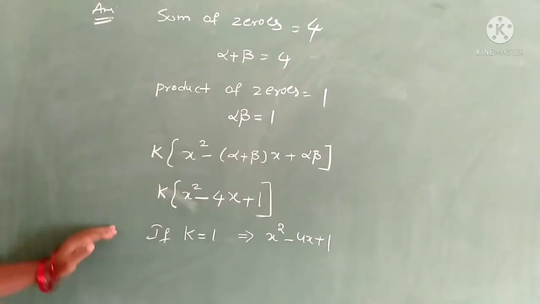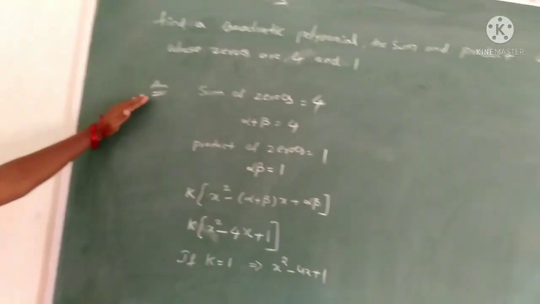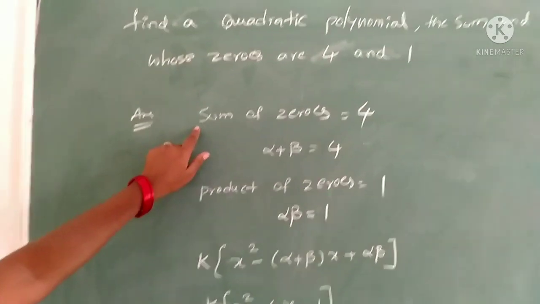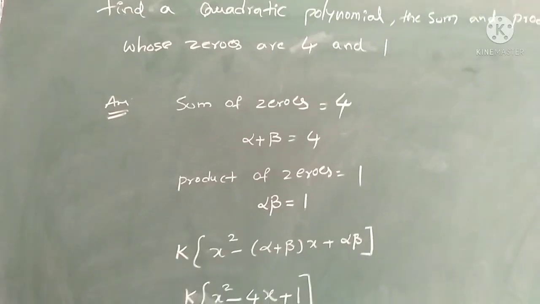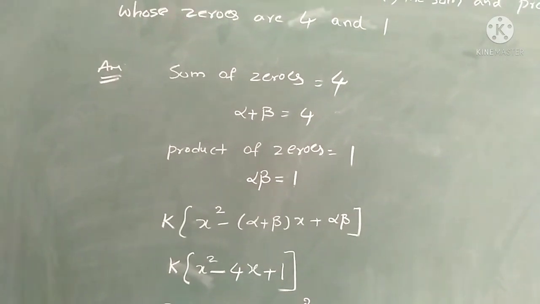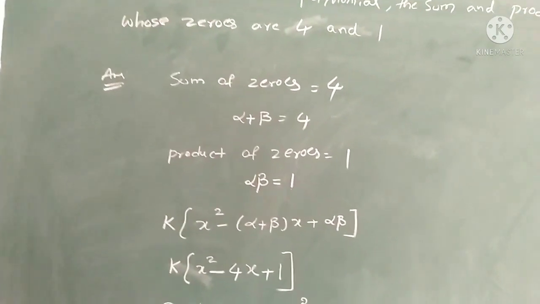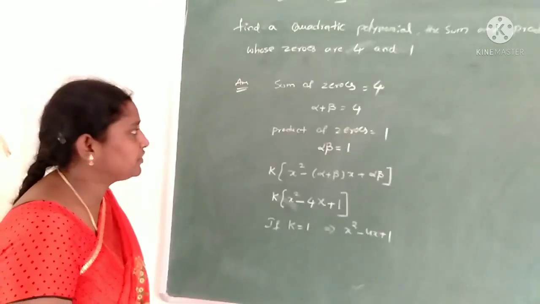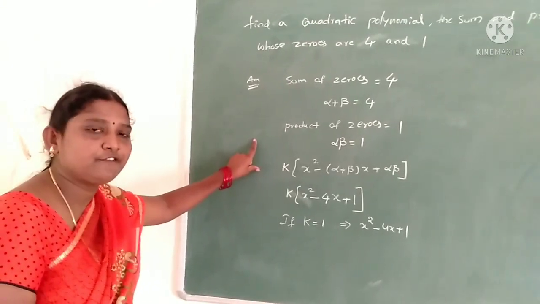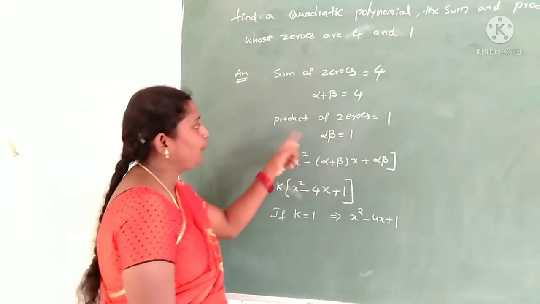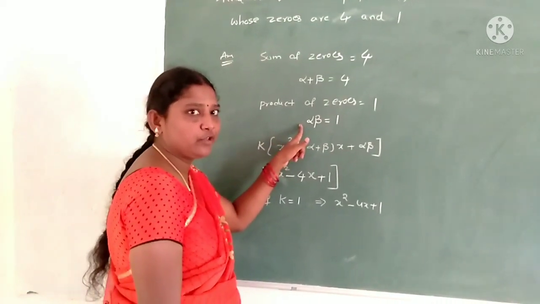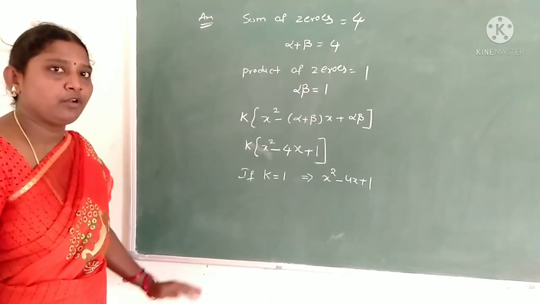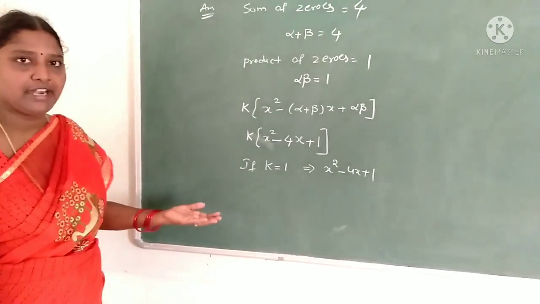We repeat again. First, write down the given values. Sum of zeros equals 4, which means alpha plus beta is 4. Next, product of zeros is 1, which means alpha into beta is 1. We know the quadratic polynomial when we know the zeros alpha and beta.